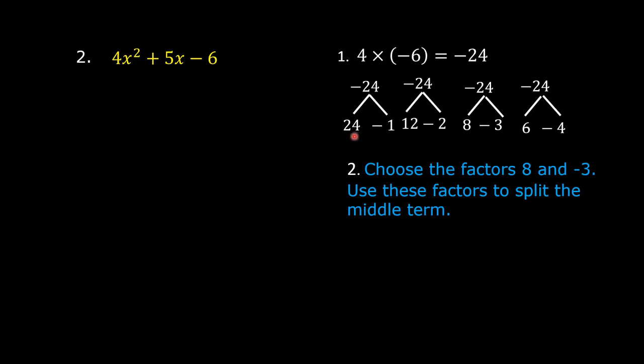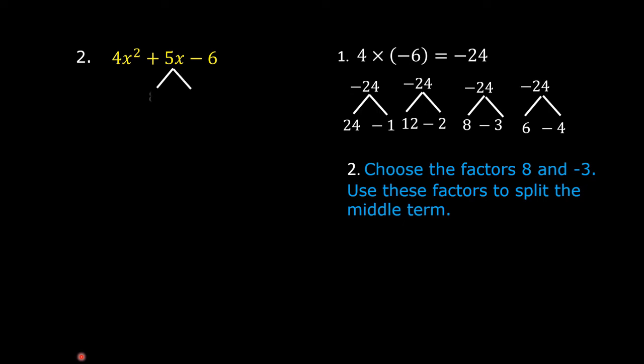We did not choose the 24 and negative 1 because the sum of 24 and negative 1 is not equal to 5, and the difference between 24 and negative 1 is not also equal to 5. The sum of 12 and negative 2 is not also equal to 5. The difference between 12 and negative 2 is not also equal to 5. The sum of 6 and negative 4 is not equal to 5. The difference between 6 and negative 4 is not also equal to 5.